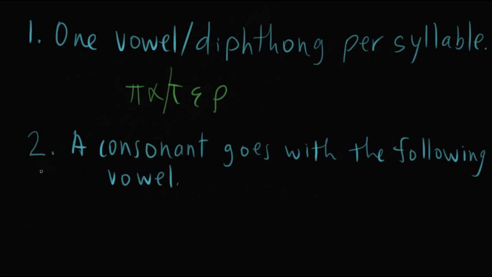Rule number 2, so if you have a consonant, it goes with the following vowel. So if you look at this word here, this consonant went with the following vowel. This consonant also went with the following vowel. But if you have a consonant that is the very last letter of the word, it actually gets attached to the preceding vowel. So keep that in mind. So if you have a last letter that's a consonant, it goes with the preceding vowel. So that's rule number 2.